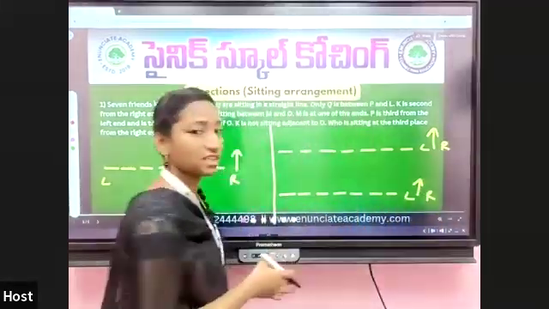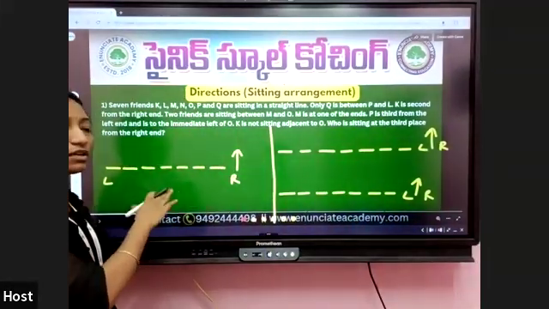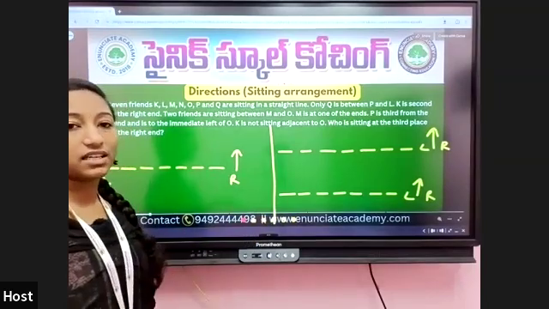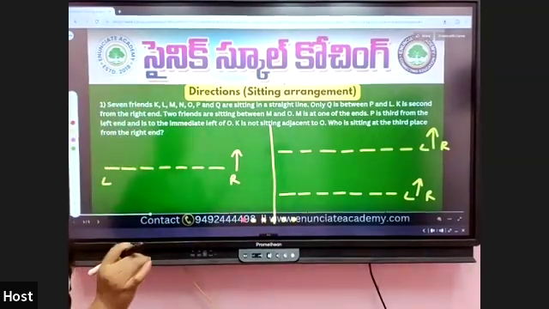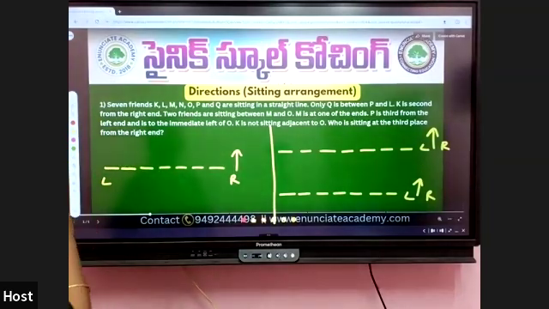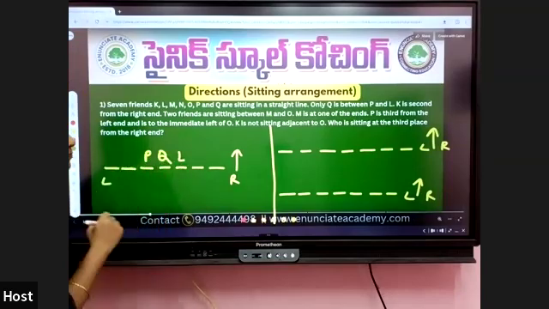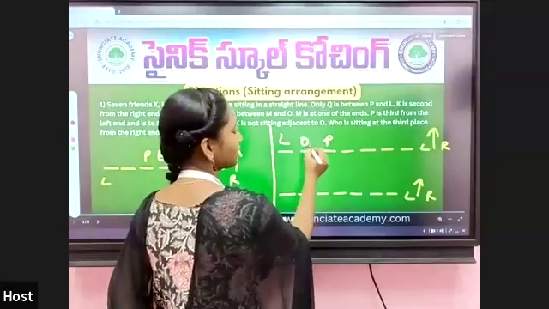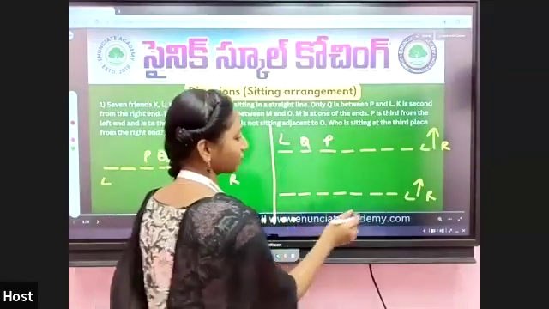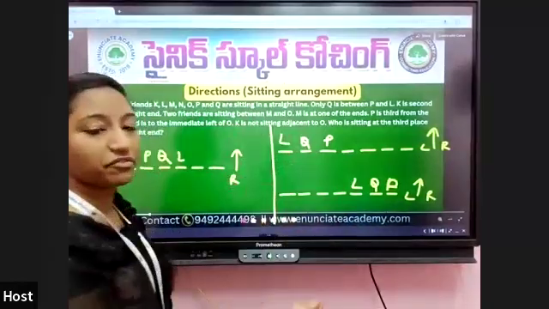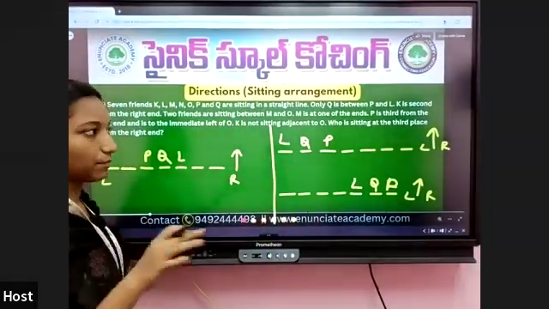The reason behind this is, if one assumption is wrong, it is better to get another assumption quickly. Otherwise, time will be wasted in the exam. So 7 friends K, L, M, O, P are sitting in a straight line. Only Q is between P and L. Between P and L, only Q is there. P and L, or L and P, either is the same. Like this, in different places, we should put these numbers.